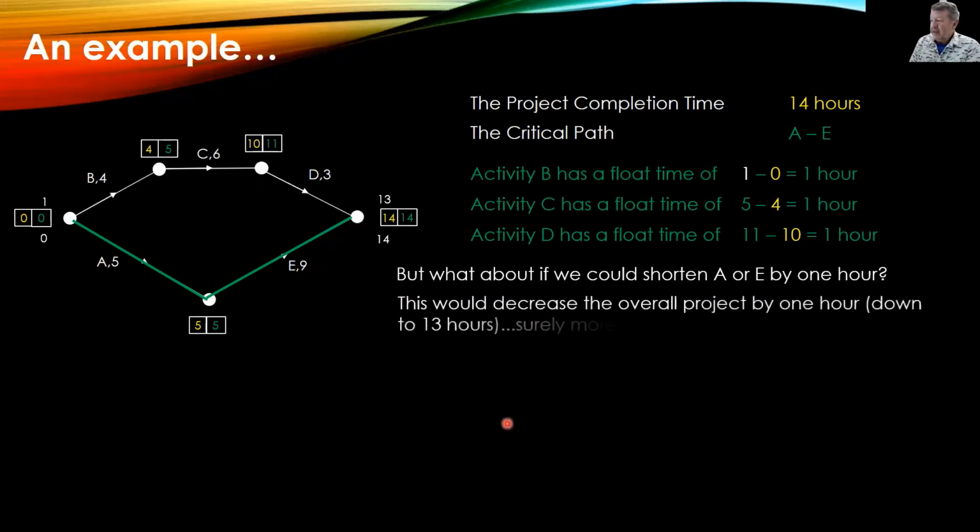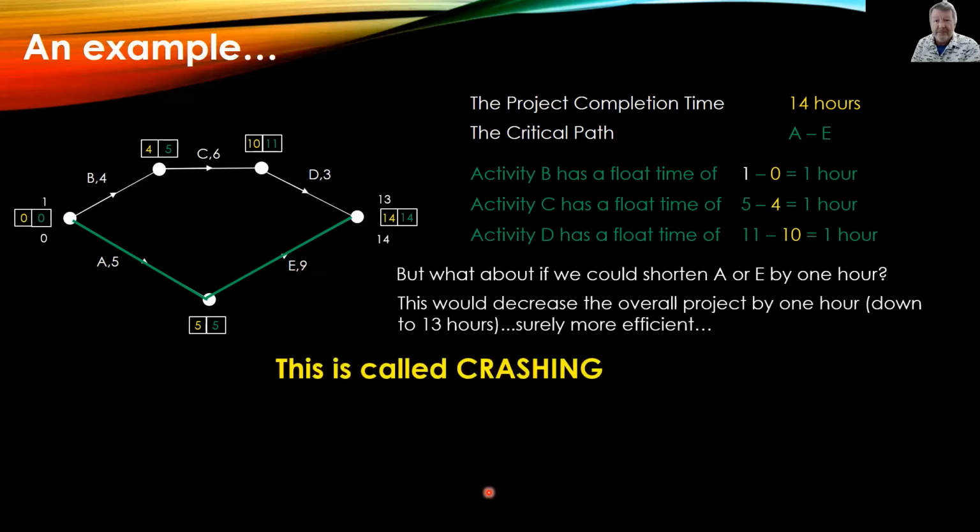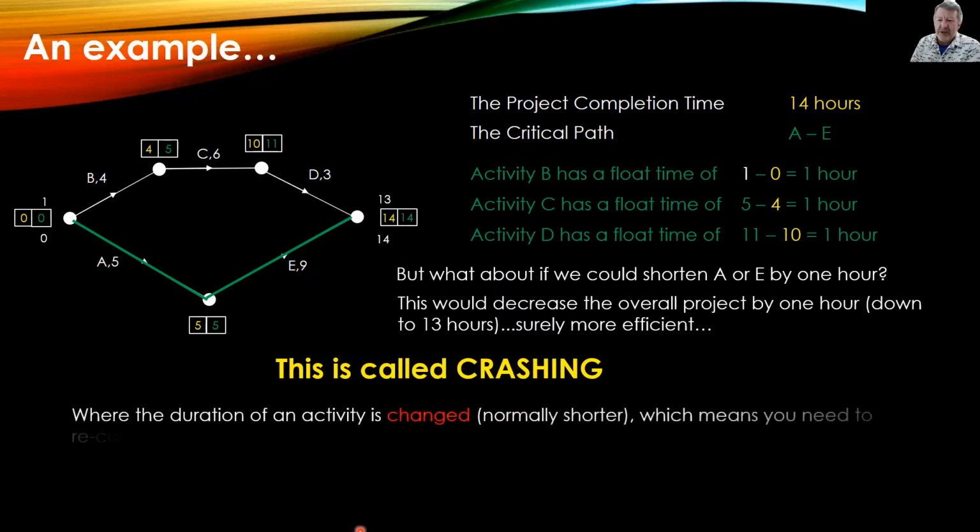Overall, as you see, it would decrease the overall project time by 1 hour to 13 hours, which is, of course, more efficient. Now, there's a word for that. Have you guessed what it is? Yep, it's called crashing. All right, so the simple definition is the duration of an activity is changed. Normally it's shorter, but it can be longer. This means you need to recalculate the minimum completion time of the project.